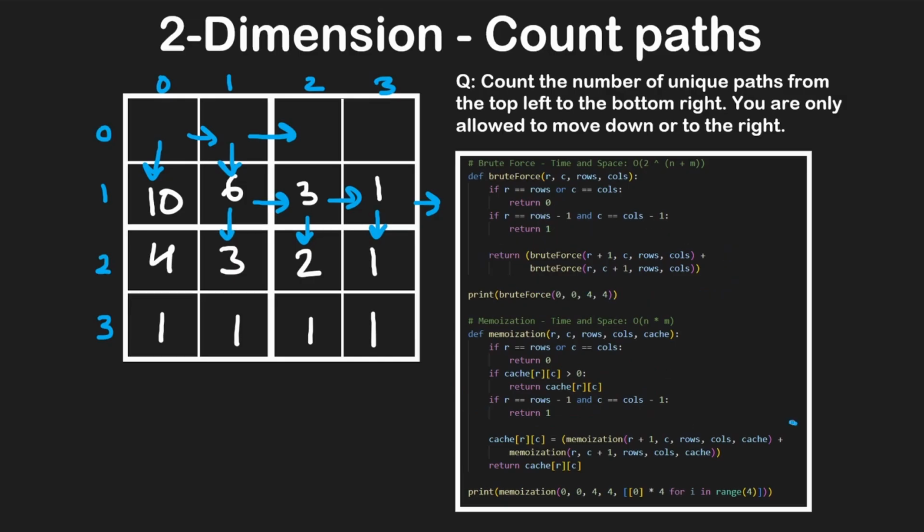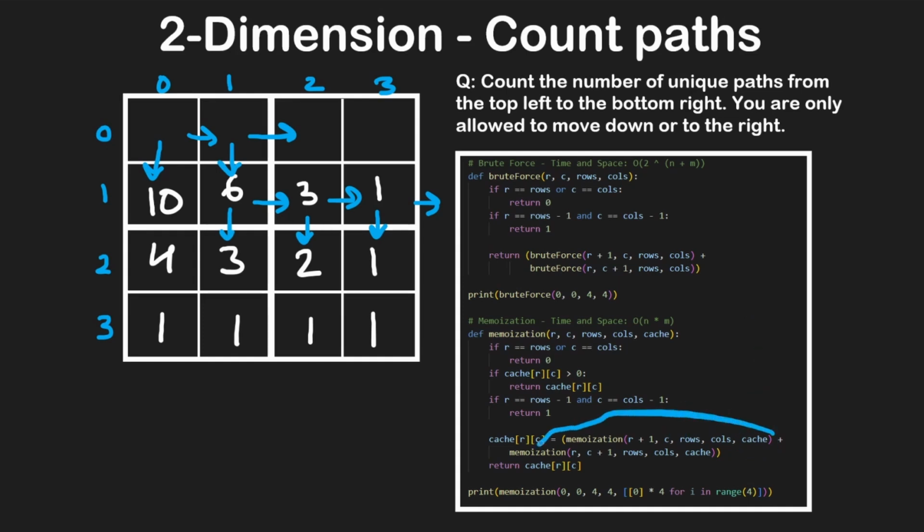But otherwise, if none of the base cases execute, we're basically running the same thing we did with our brute force. We're running the recursive call, going in both directions, either R plus 1 or C plus 1, passing in the same hard-coded values, rows, columns, whatever, and passing in that cache, which is a reference to the object. We're not creating a new cache every time we call the recursive function. We're only creating a single cache initially and then reusing that throughout the recursive calls.